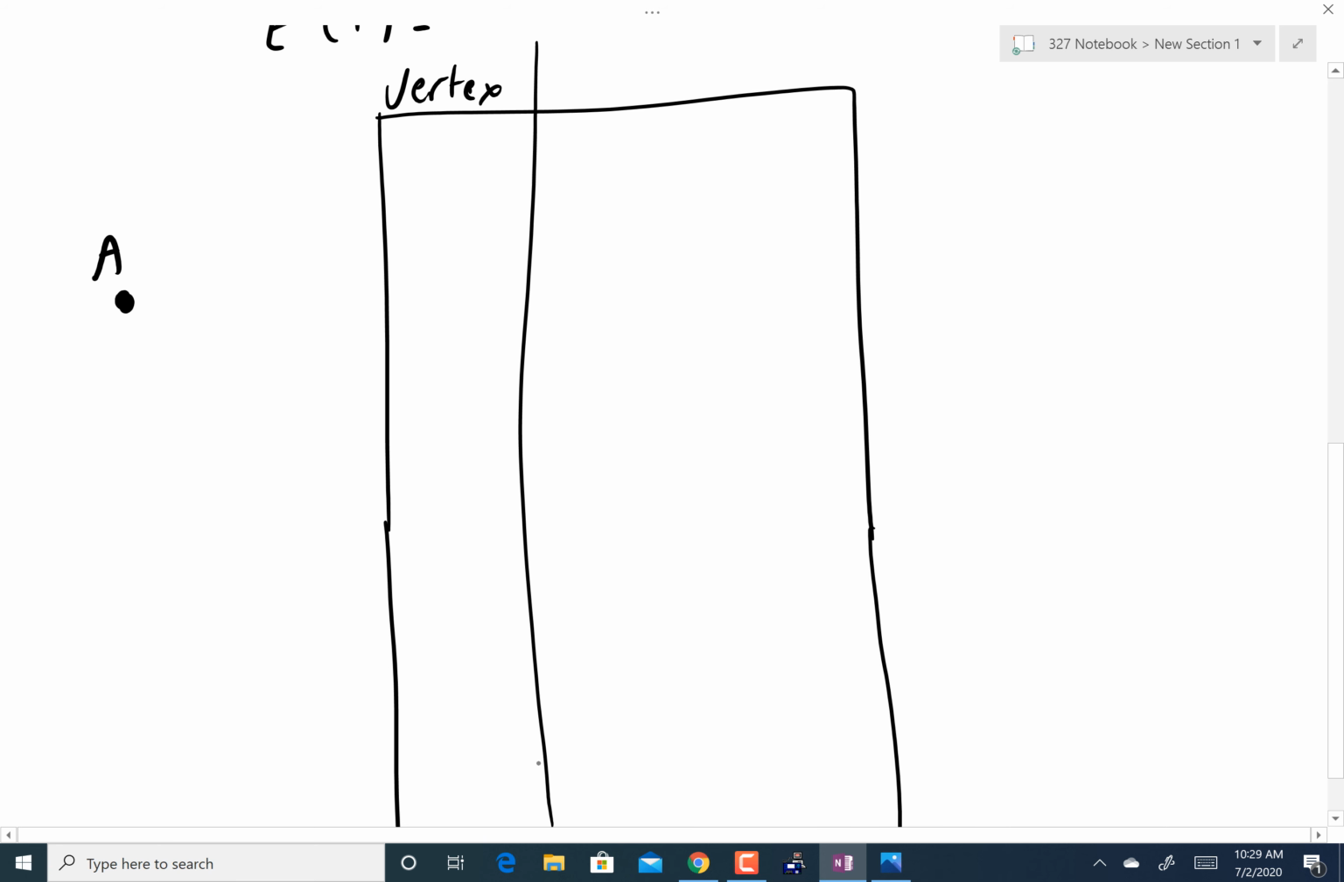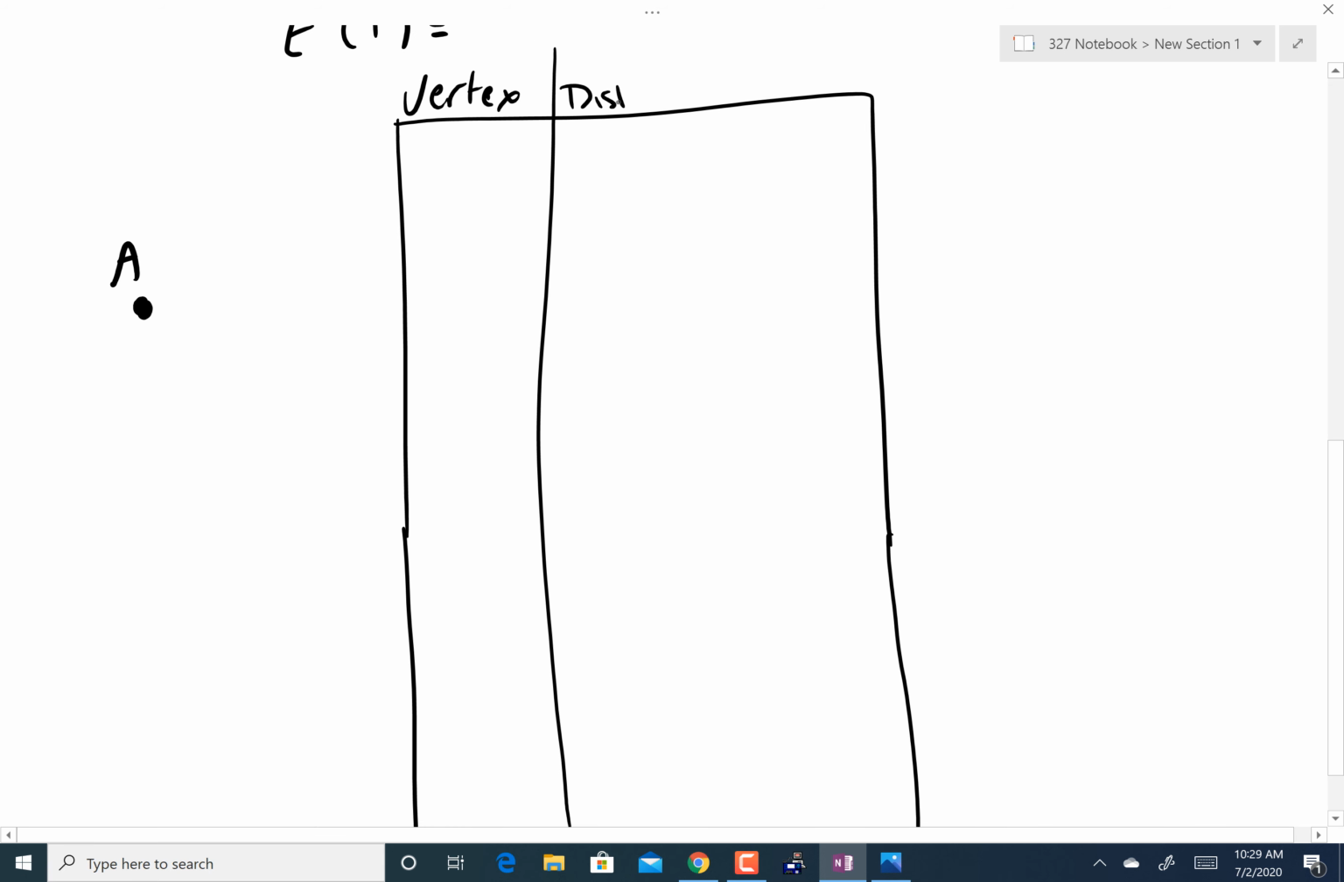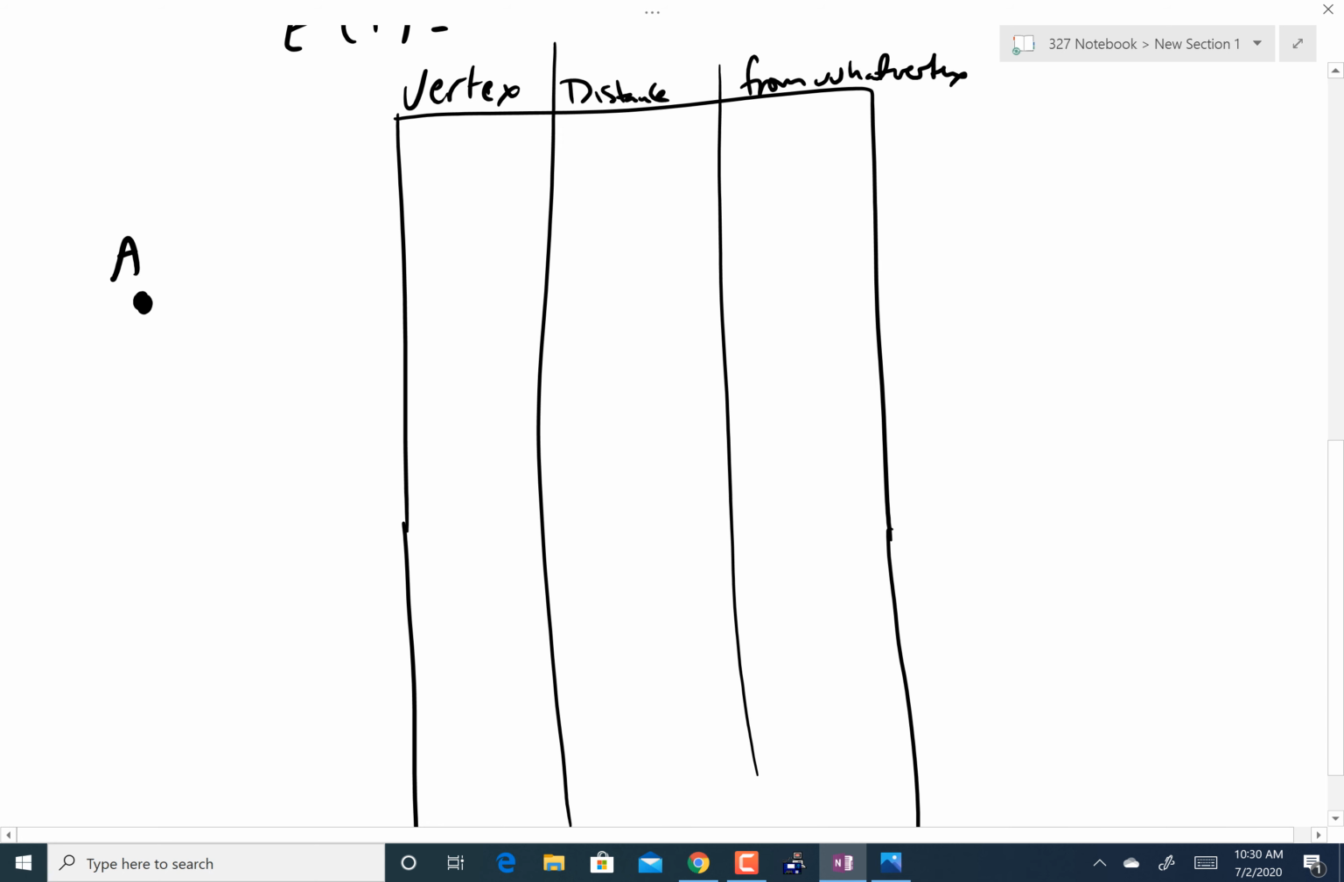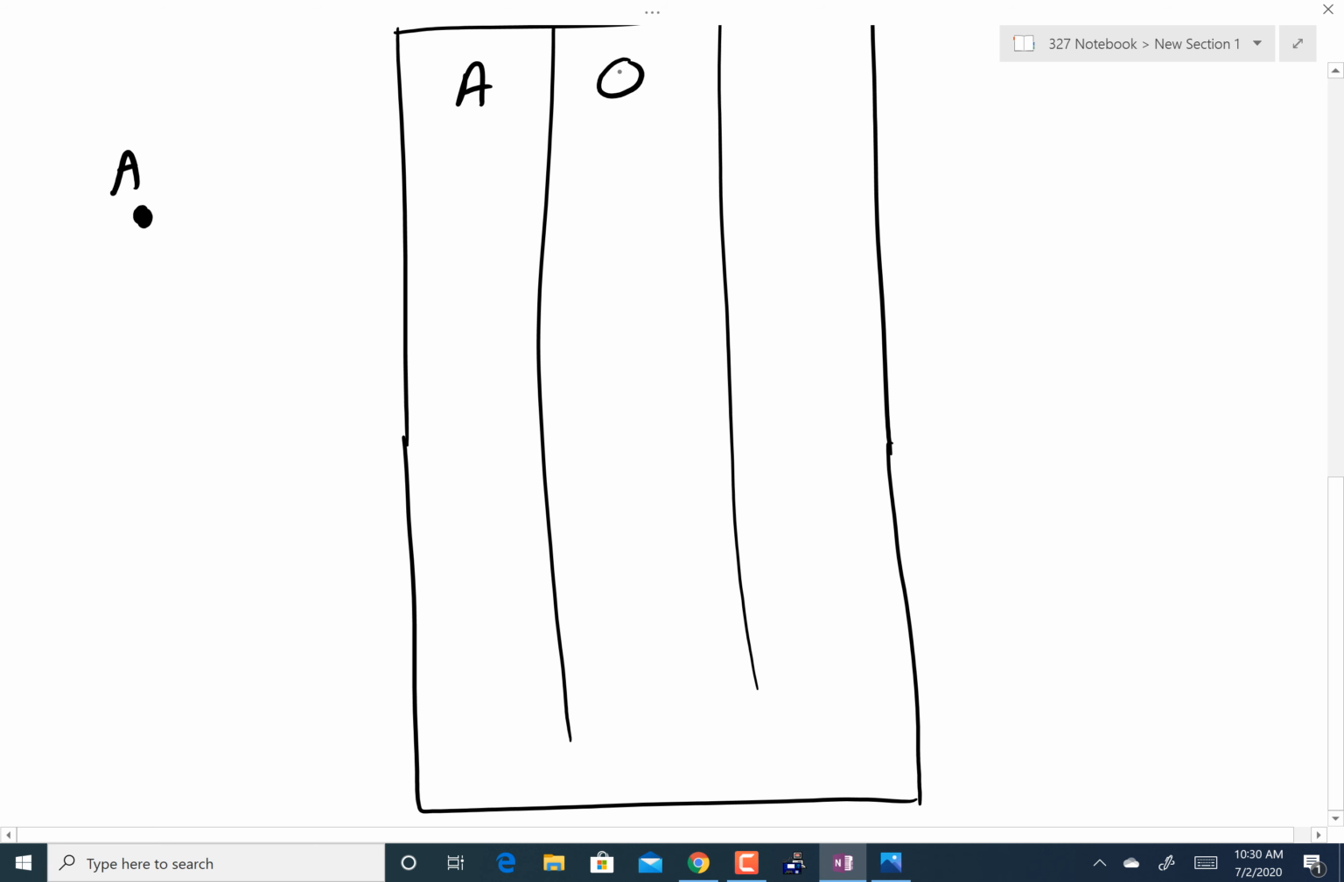If you want to look at an example of this, they do an example for you. They set theirs up a little differently than I do, but it's fine. You can do a vertex, a distance here, and then a column for from what vertex. And so A is 0 distance from A. All the rest of them, you're going to put infinity in there.